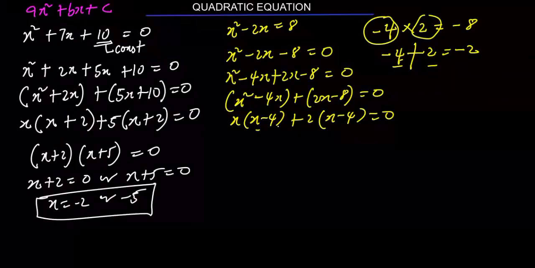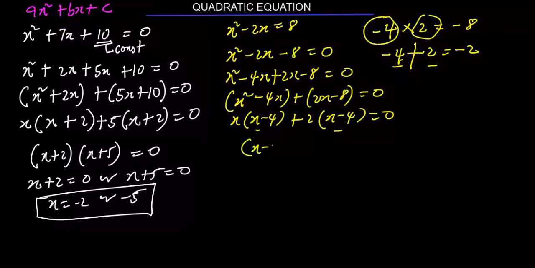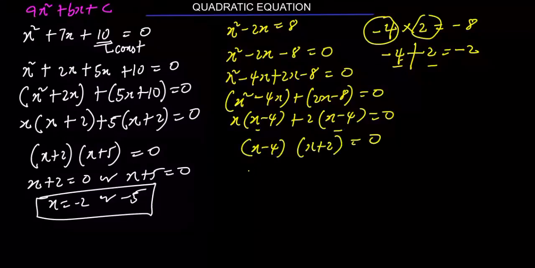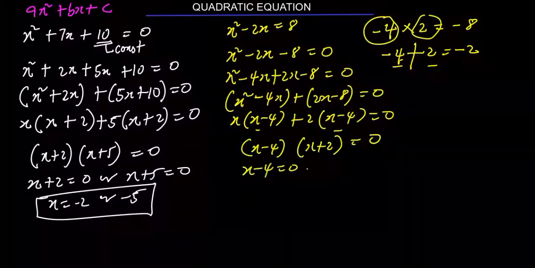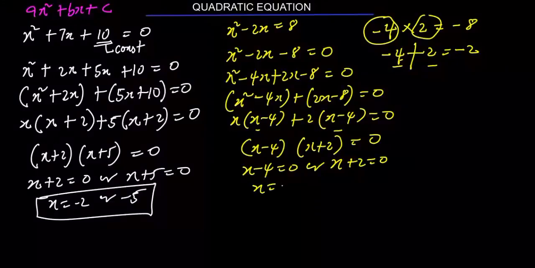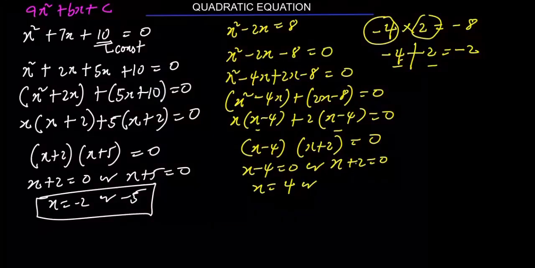You can see that I'm on the right track. They are the same, so I'll pick one, then I'll pick the one outside: x plus 2 equal to 0. So I have x minus 4 equal to 0, or x plus 2 equal to 0. So here x equal to, when minus 4 goes to the other side, you have plus 4. When minus 2 goes to the other side, you have minus 2. And that's the final answer here.